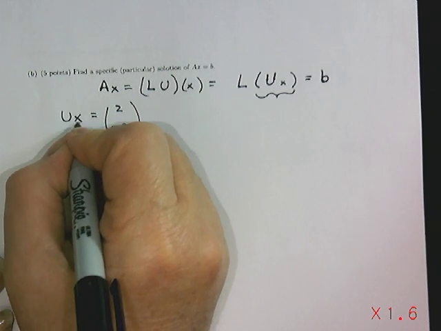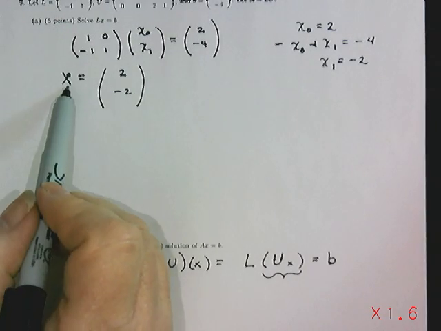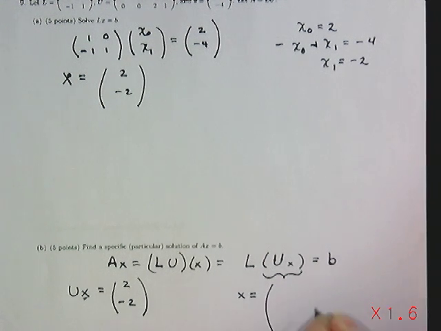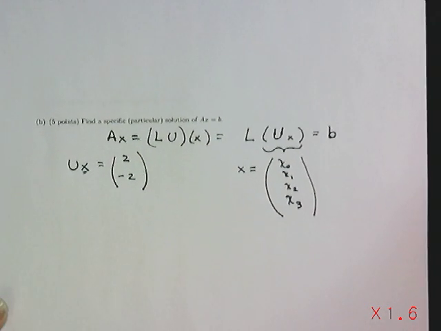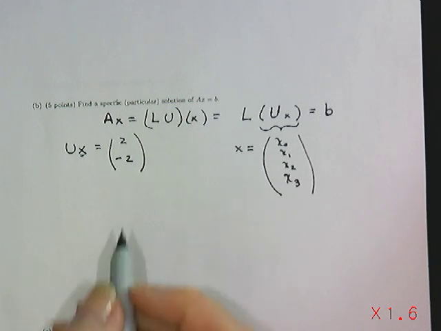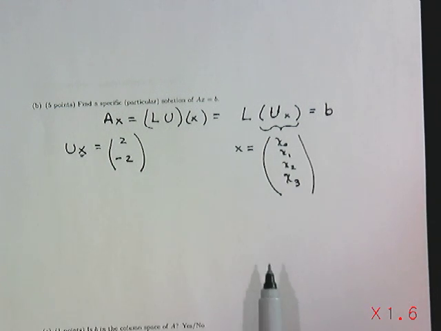It's a little unfortunate we're using the same variable X here because they are two different variables, but I hope you get the idea. Okay, so in fact, this X actually has 4 components: chi0, chi1, chi2, and chi3. Now, we're asked to find a particular solution for Ax is equal to B, which means we need to find a particular solution for Ux is equal to 2, -2.